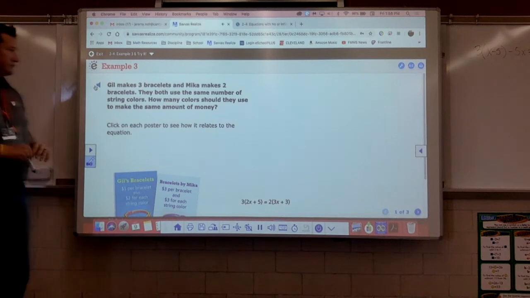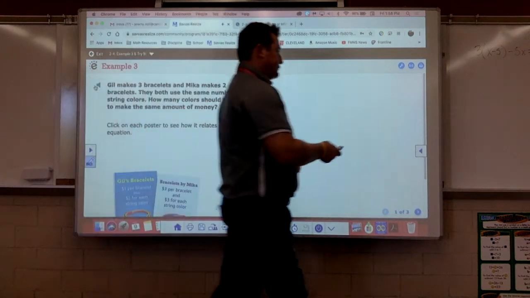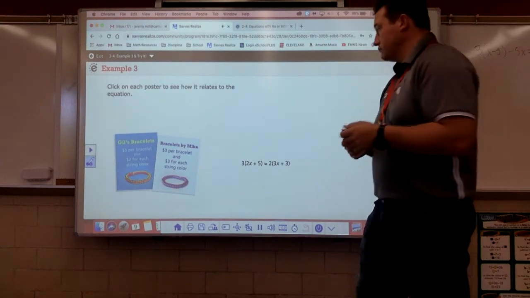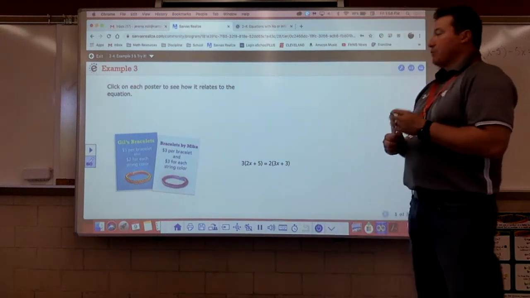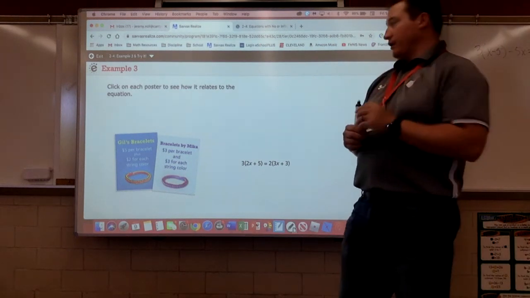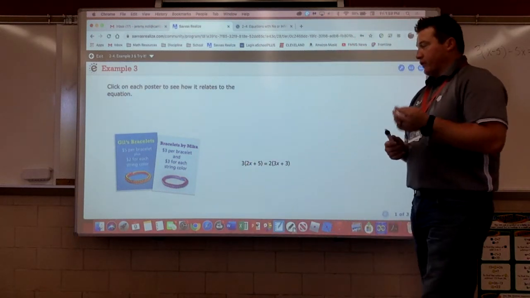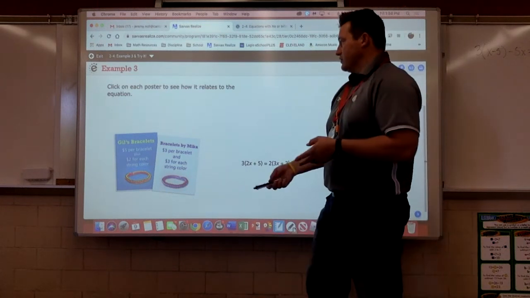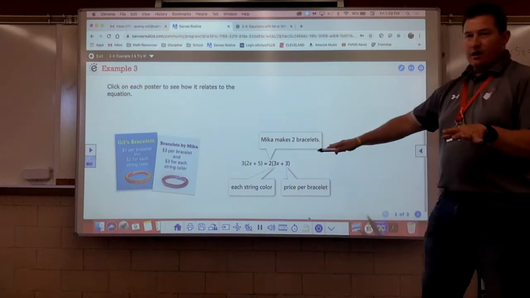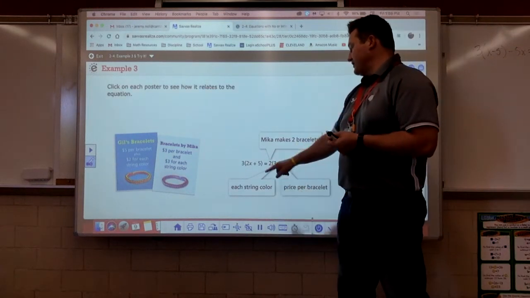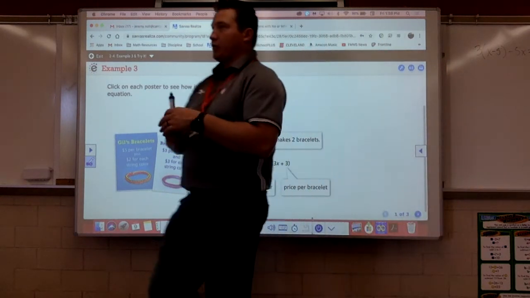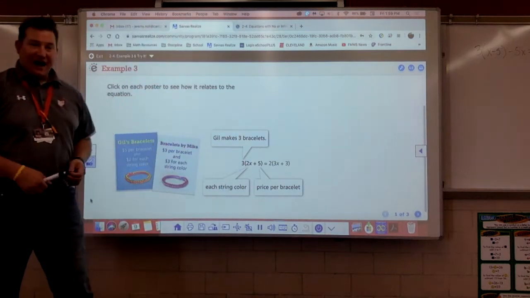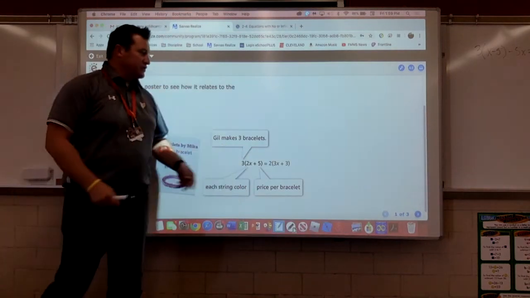Gil makes 3 bracelets and Mika makes 2 bracelets. They both use the same number of string colors. How many colors should they use to make the same amount of money? I don't know. So Gil's bracelets are $5 per bracelet, plus $2 for each string color. Mika's bracelets are $3 per bracelet and $3 per string color. So, bam. Again, maybe you didn't notice, they did Mika's equation right here. She makes 2 bracelets. We have 3 string colors. We have $3 per bracelet. If we look at Gil, same thing. Makes 3 bracelets. String colors are $2. Bracelet is $5. All right, so that's how they came up with writing each one of those expressions.